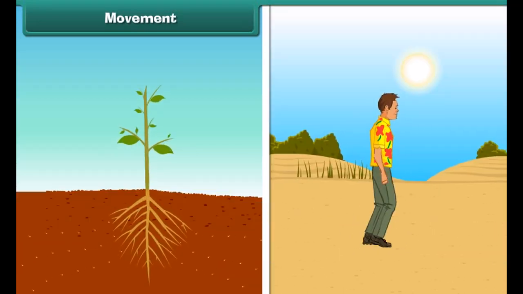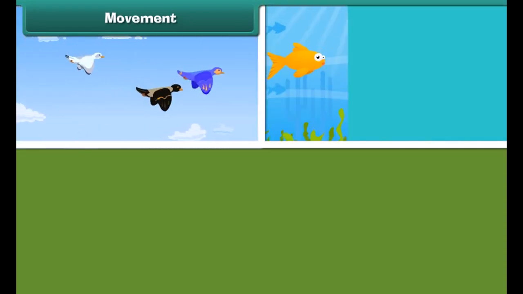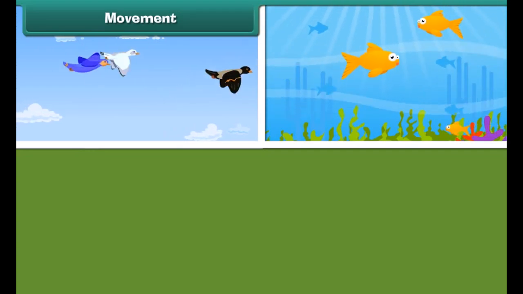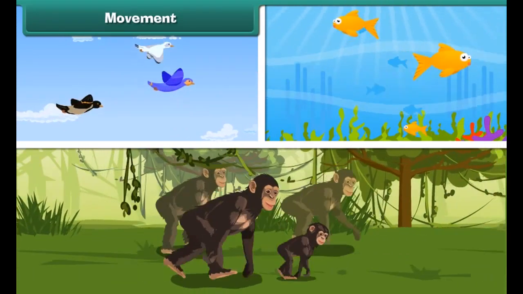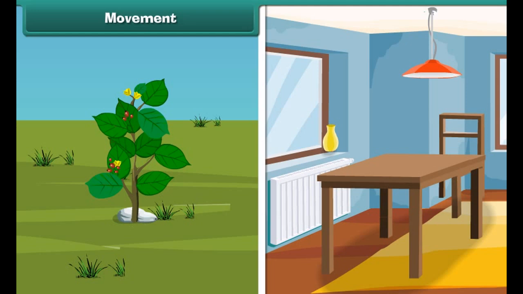Movement. Living things show movement. Birds fly in air. Fish swims in water. And animals run. Plants are an exception. Though living, they cannot move from one place to another. Non-living things, on the other hand, do not show any movement by themselves.